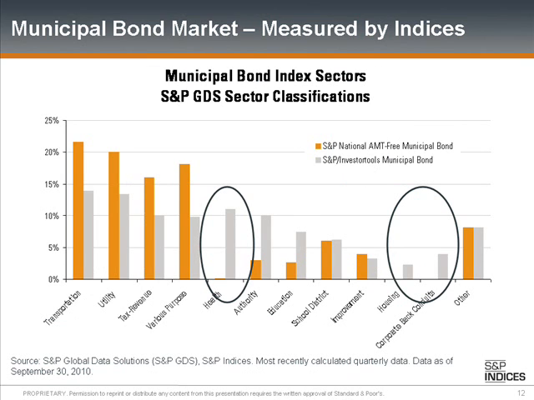Let's take a deeper look into sectors. We'll be using the S&P Global Data Solutions sector classifications. And with this graphic, we can see that there are many different types of sectors. And within those sectors, many types of subsectors. For example, healthcare can mean hospital bond. It can mean nursing home bond. It can mean a drug rehabilitation facility. It has many different subclassifications.